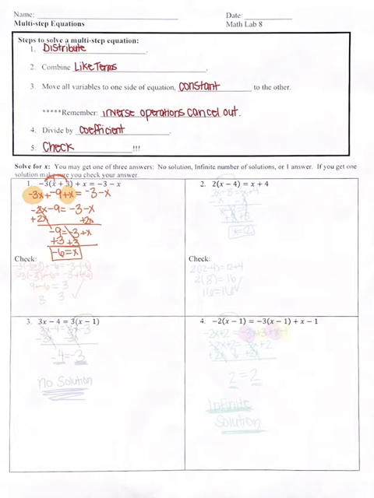Now to check it, what we want to do is take that negative 6 and plug it in anywhere we see an x. So negative 3 instead of x. I'm looking at the original equation now. I'm rewriting everything else, but for the x's, I'm plugging in negative 6.